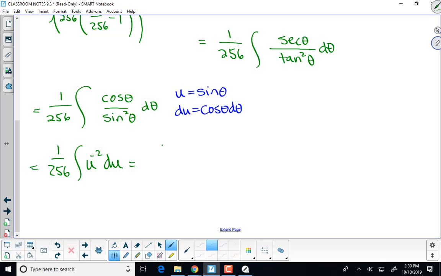Add 1 to the exponent, divide by the new exponent, so we get u to the negative 1 divided by negative 1, plus c. That will be minus 1/256 multiplied by 1/u. 1/sine is cosecant of theta, plus c.